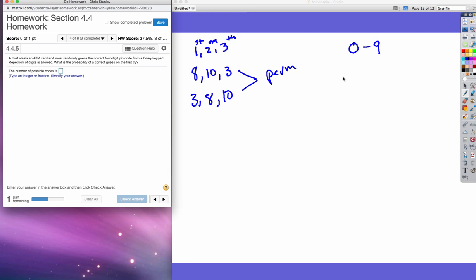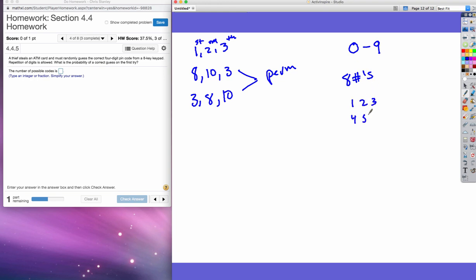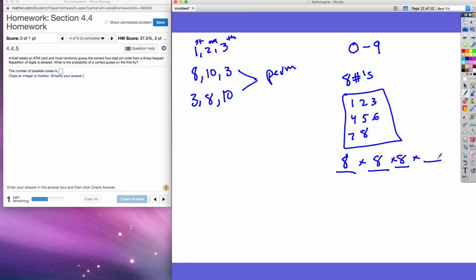Okay, so there's 8 keypads. So it'd be something like you have 8 numbers to pick from. So let's just make them up. 1, 2, 3, 4, 5, 6. So that's your keypad. Repetition is allowed, and you're picking 4 numbers. So on your first pick, you have 8 choices. Since repetition is allowed, you still have 8 choices. So this is going to be 8 to the 4th power.